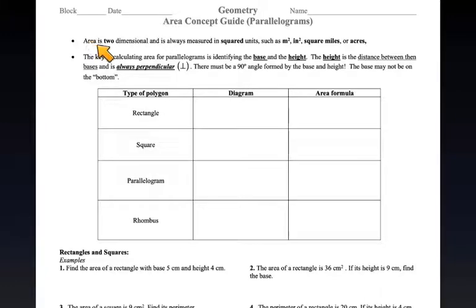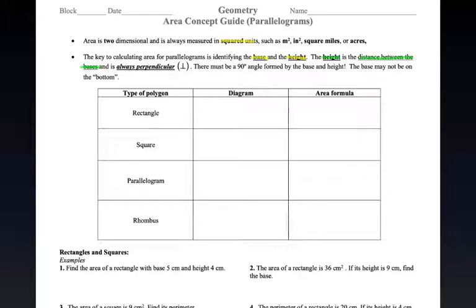So you should be familiar with area concepts. It's a two-dimensional thing. It's the sum of all the points really within those boundaries. It's measured in meters squared, inches squared, square miles, acres, etc. That's how that's done. The key to calculating area is identifying the base and the height.